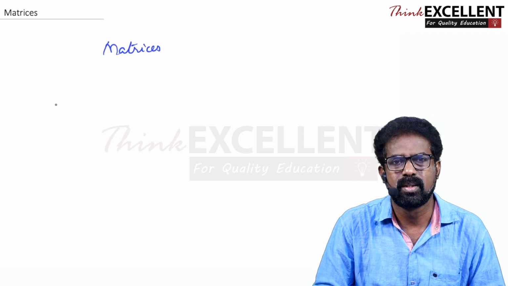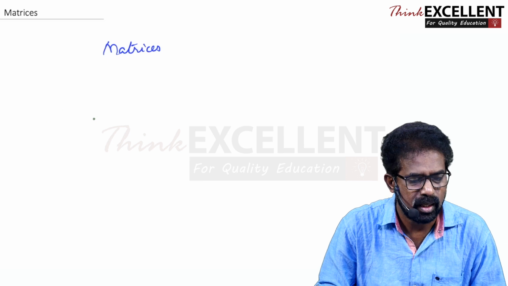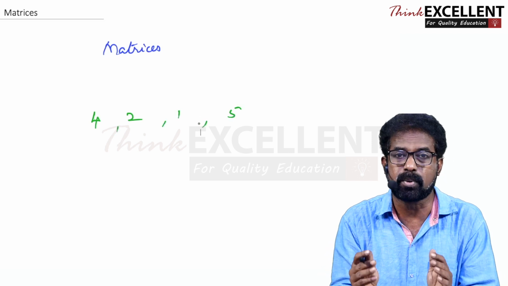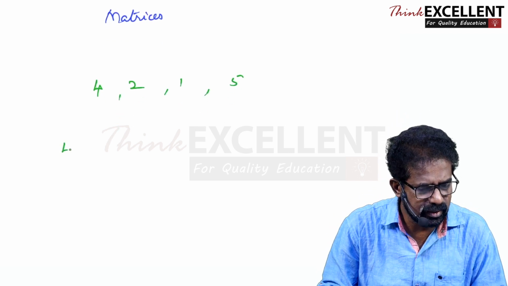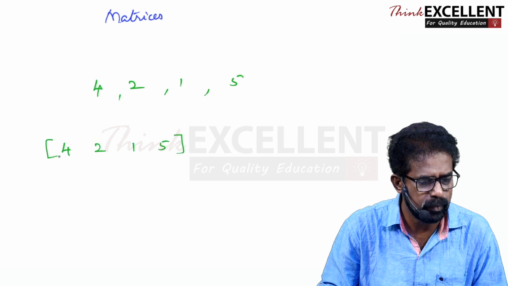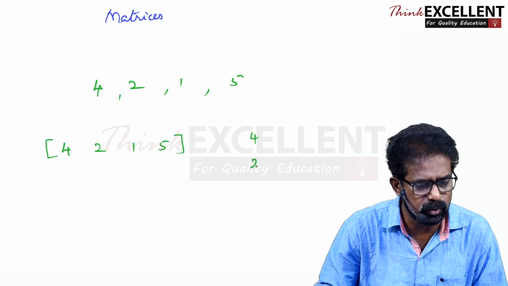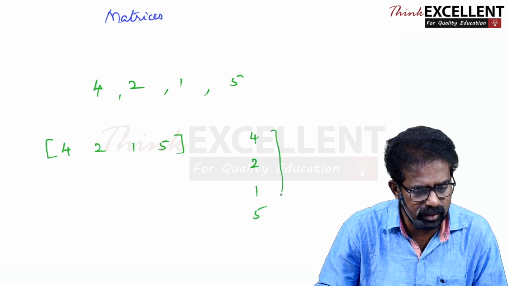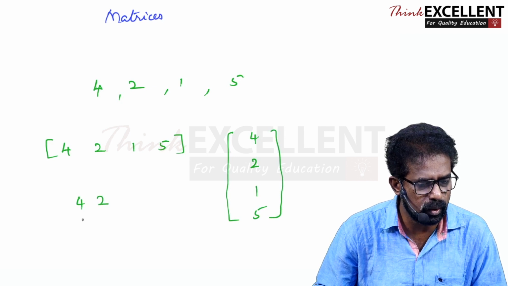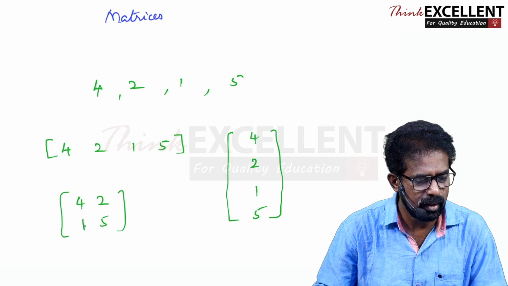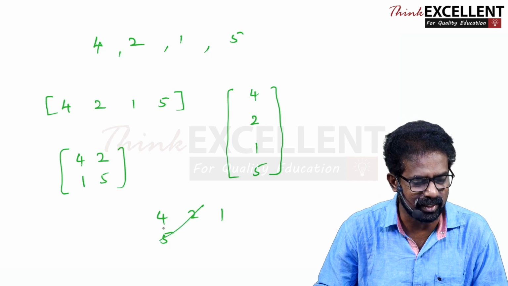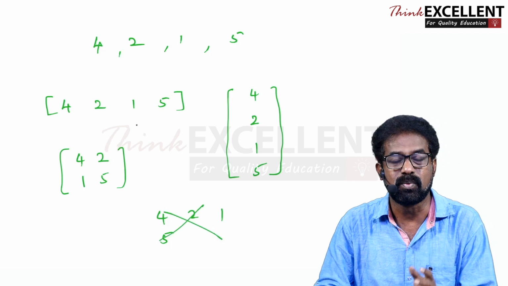See, what is matrix? Suppose we have a few numbers, for example, 4, 2, 1, 5. I want to arrange them in some proper order. You can arrange them in a single line, or like this, or like this, or you can arrange 4, 2, then 1, 5. But 4, 2, 1, 5 alone doesn't look nice, right? So these types of arrangements, we call it as matrix.